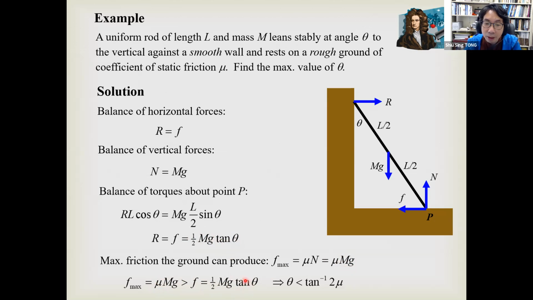Now this equation is simple. We just cancel the mg on both sides. We move the 2 to the mu side, and we take the arctangent. So that gives me the maximum angle. The maximum angle has to be smaller than arctangent of 2 mu. So simple enough.